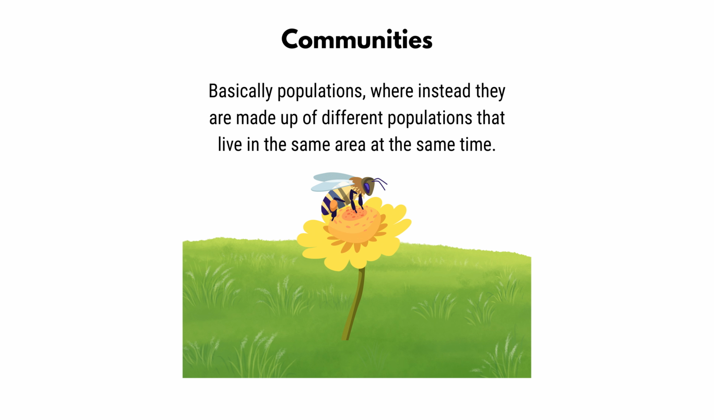And then we have communities. Now, communities, they're essentially populations, but instead of being made up of the same species, they are made up of different populations, meaning they are made up of different species, but they still live in the same area at the same time. So, for example, we have bees and flowers in a meadow. They are completely different species, but they are in the same area, and they're existing in the same time. Now, the importance of communities is that they are very useful to study biodiversity.